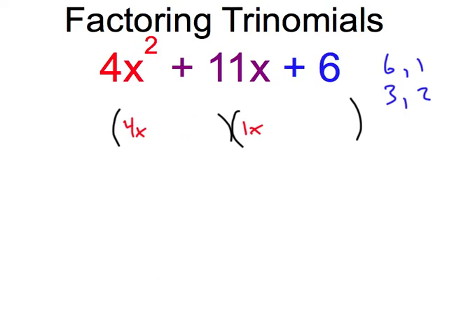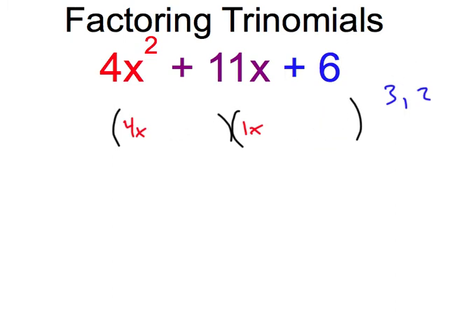Let's undo that. What if we switched where the 6 and the 1 was? So if I put the 6 over here and the 1 over here, 4x times 1 is 4x, 6 times 1x is 6x, so that gives me 10x, again, not 11. Okay, once again, we've eliminated 6 and 1 as being factor pairs that will work.